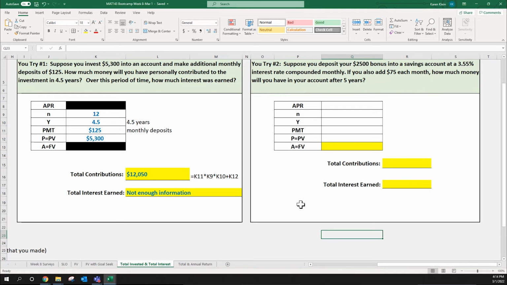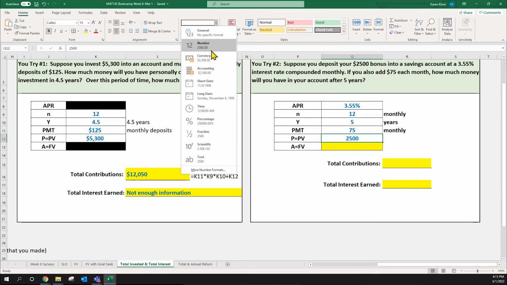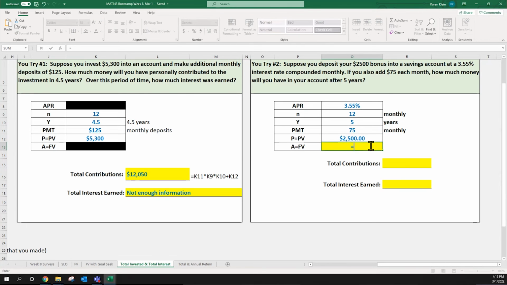I got an insanely large number. All right, let's take a look. So we have an APR of 3.55%, where we have monthly compounding, and we're also doing monthly deposits of $75. Our years are 5 years. Our initial deposit was $2,500. So let's type that in.